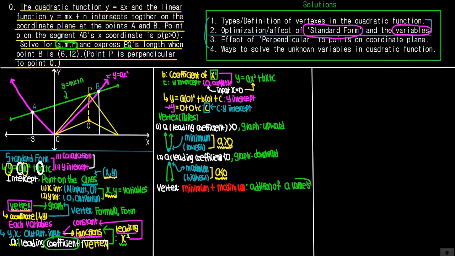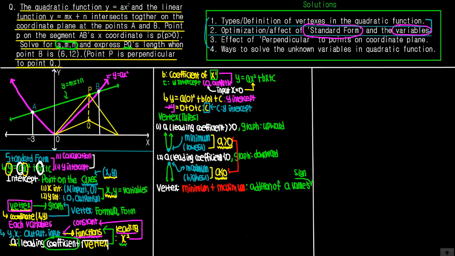What a values? A values sign. It is essentially going to be the same with the number of possibilities, minimum and maximum point, because they are the thing that makes our two types of quadratic functions' vertex types, minimum and maximum point. So this was the first thing that we have to learn: types and definition of vertices in the quadratic function.